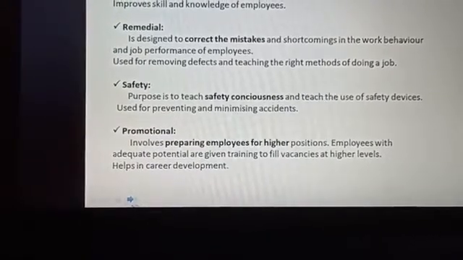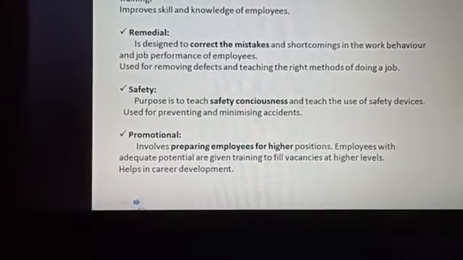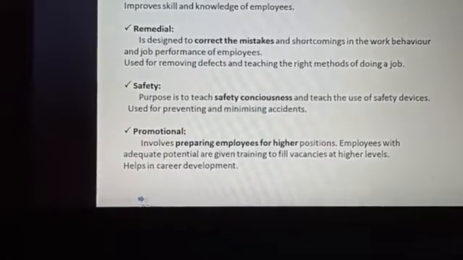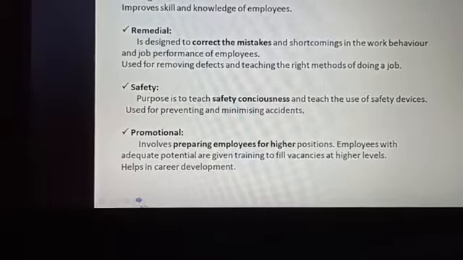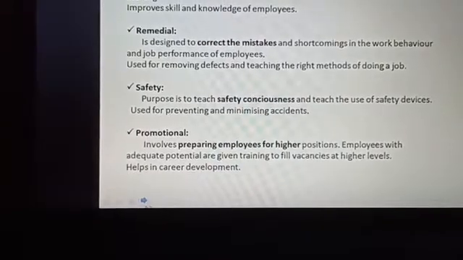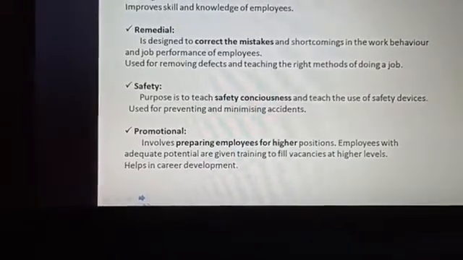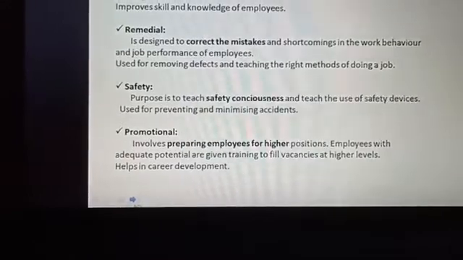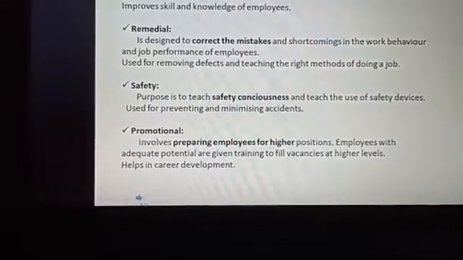I hope all of you have understood the different types of training, the distinction between education, training and development, as well as the meaning of training and the difference between recruitment and selection as explained in this video.